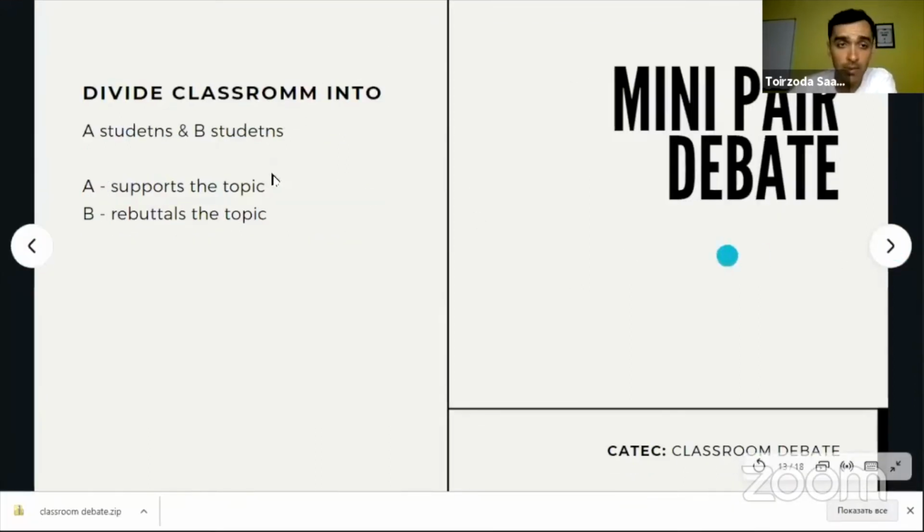The second one is the mini pair debates. Mini pair debates in the classroom is where you can divide your classroom into two groups. For example, in our groups, we have 12 students or so. You can say that six of the students, half of the students, are the A students, affirmative, and the other side is the B students. And you give them the topic.